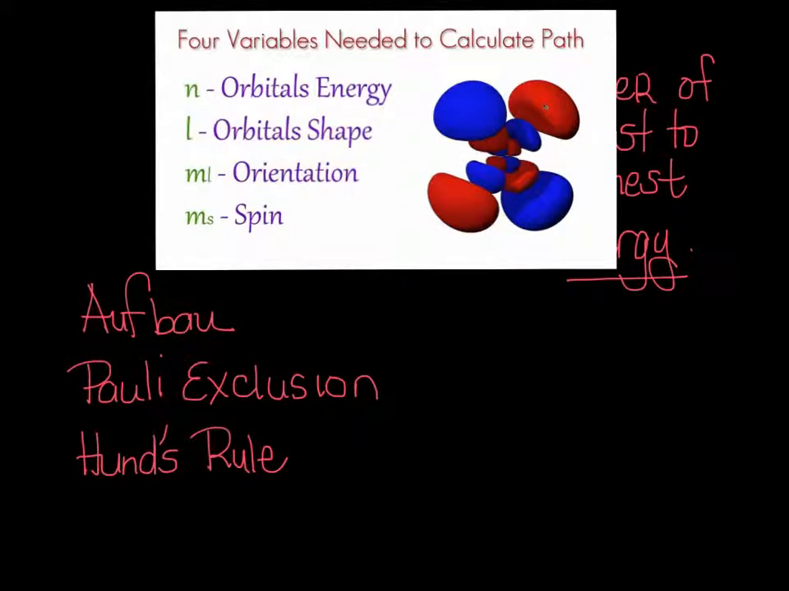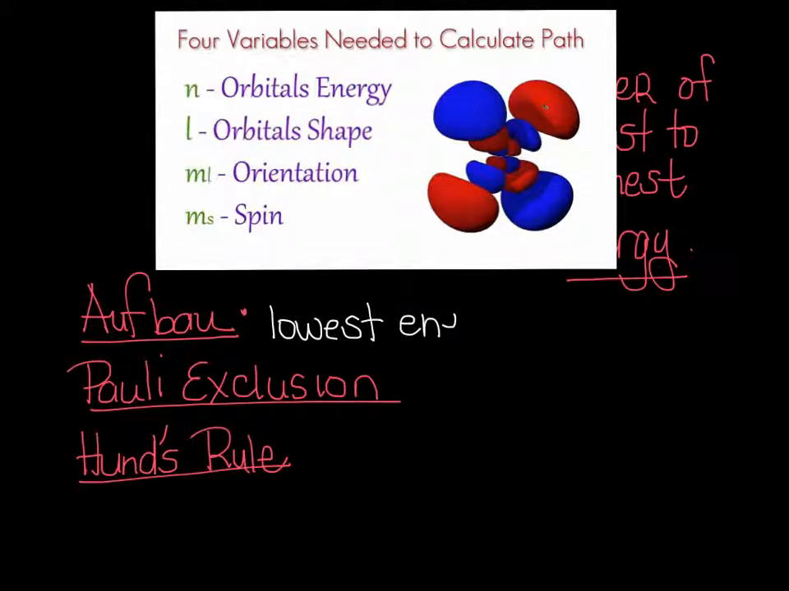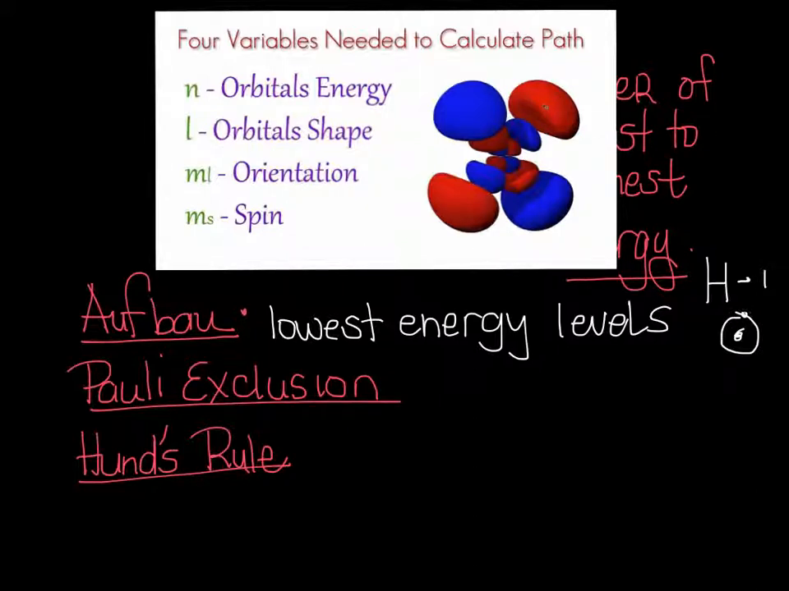Okay, so there are 3 rules about where electrons will be located in an atom. The first one is called the Aufbau principle, and it basically says that our electrons are going to fill the lowest energy levels first. Now, when we first start off, that's typically going to be the 1st floor of the apartment building. So in other words, if we were looking at hydrogen, which only has 1 electron, we would find that electron in hydrogen on the very 1st floor.